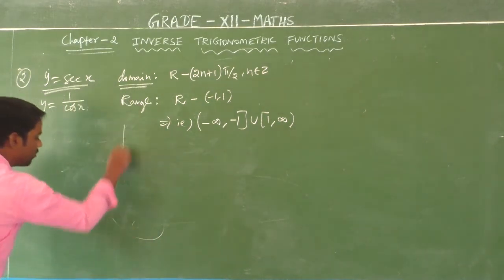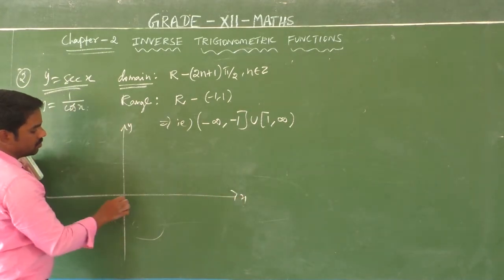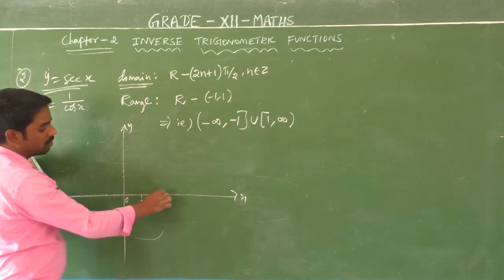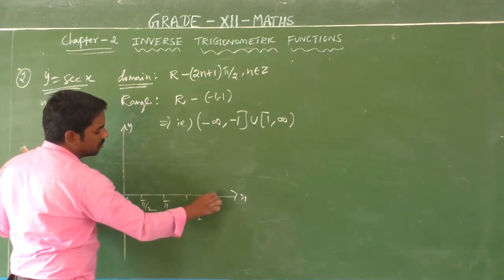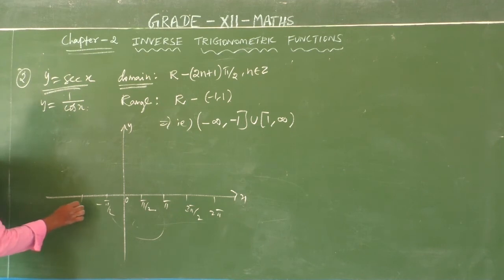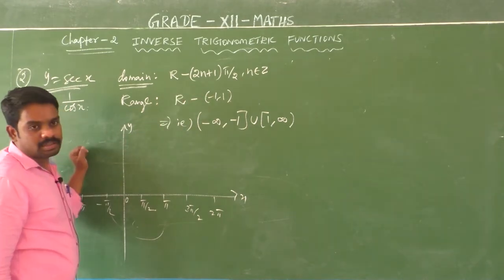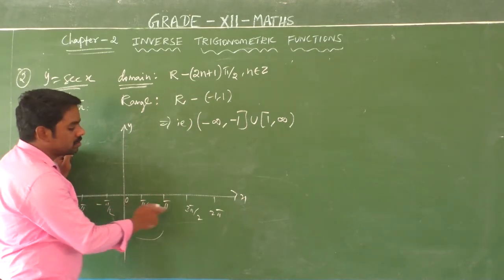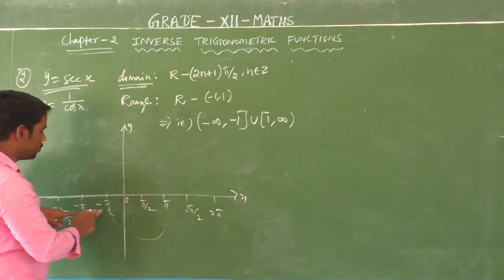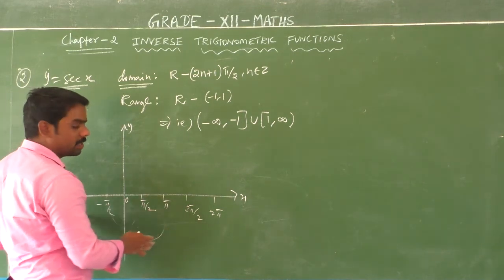So draw the graph of this function y equals secant x, with x values 0, pi by 2, pi, 3 pi by 2, 2 pi, minus pi by 2, minus pi, minus 3 pi by 2, and so on, minus 2 pi. Put x equal to R minus (2n plus 1) pi by 2. That means except pi by 2, 3 pi by 2, 5 pi by 2, minus pi by 2, minus 3 pi by 2 and so on. When we substitute these values for x, it does not exist.